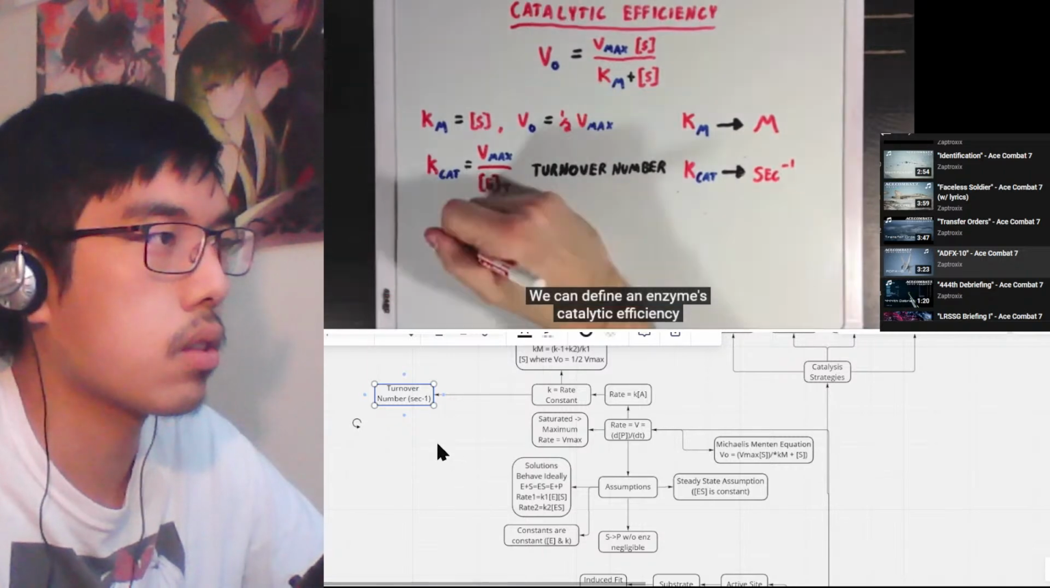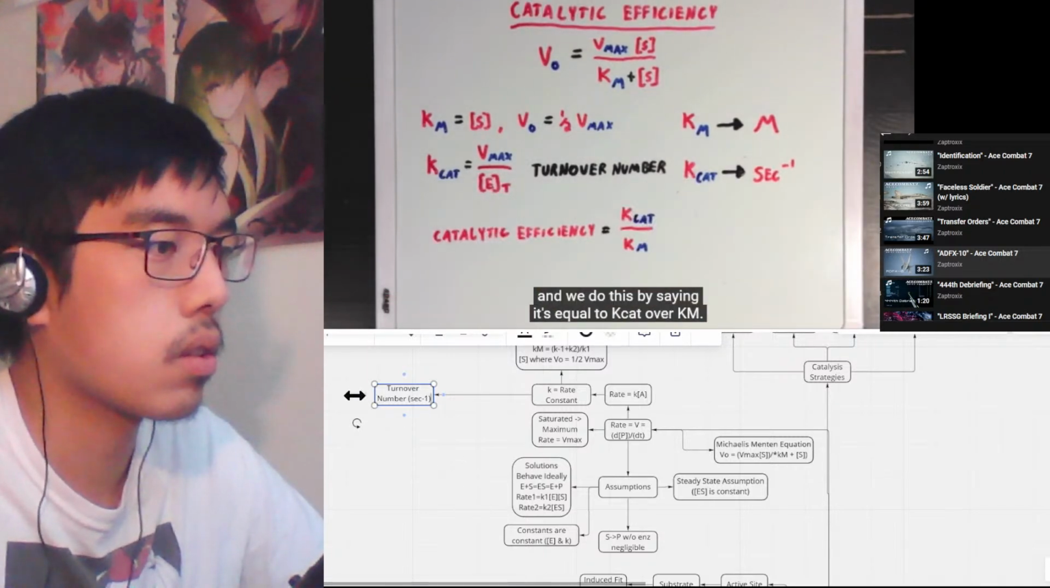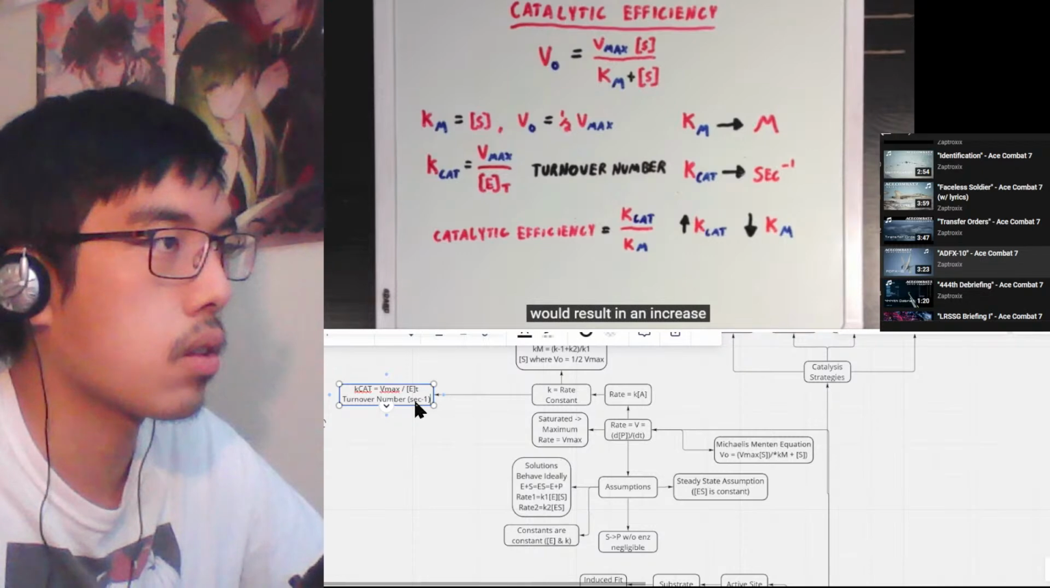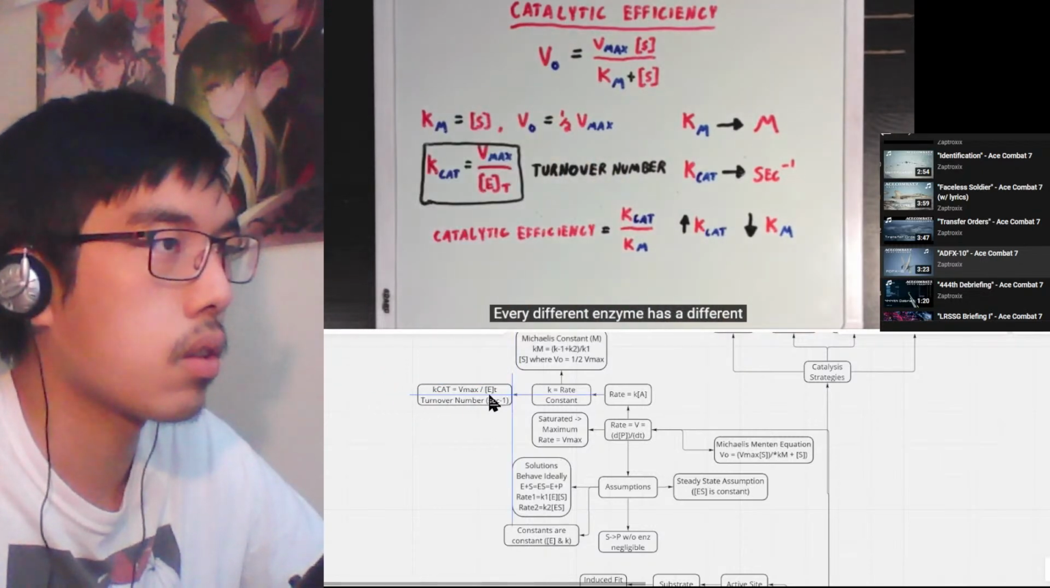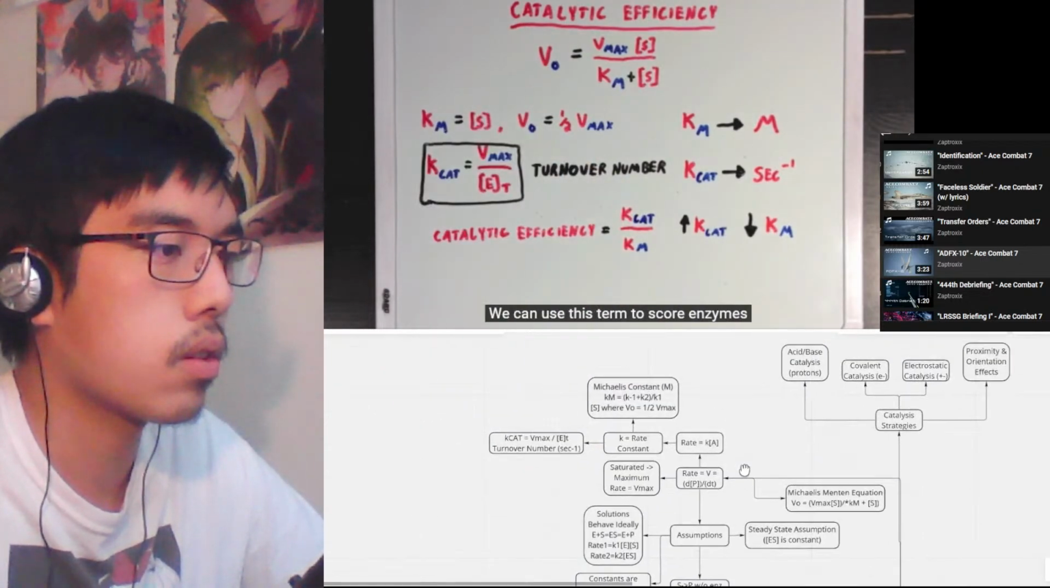So we can define an enzyme's catalytic efficiency as a combination of Km and Kcat, and we do this by saying it's equal to Kcat over Km. So a higher Kcat or a lower Km would result in an increase in an enzyme's catalytic efficiency. And every different enzyme has a different catalytic efficiency in certain conditions, and we can use this term to score enzymes on how good they are.